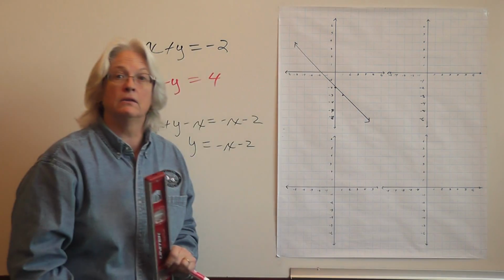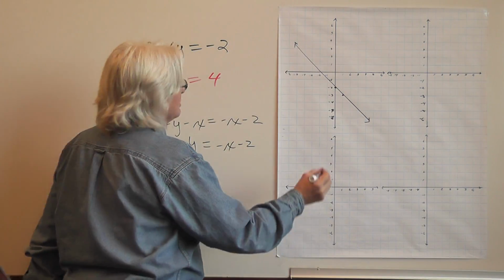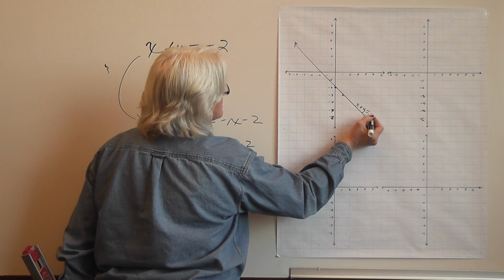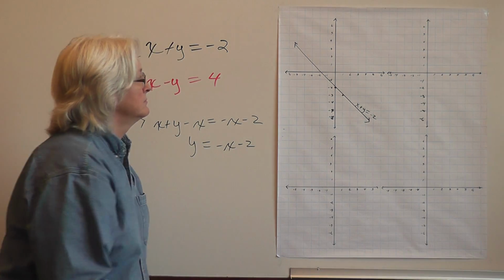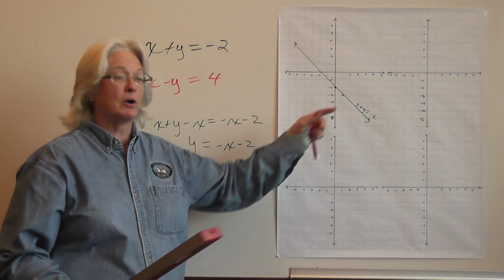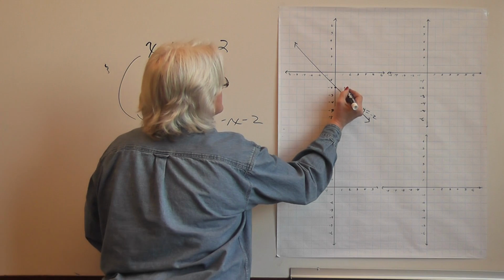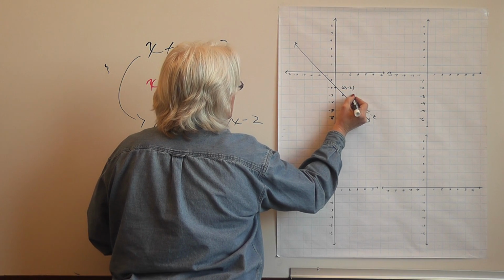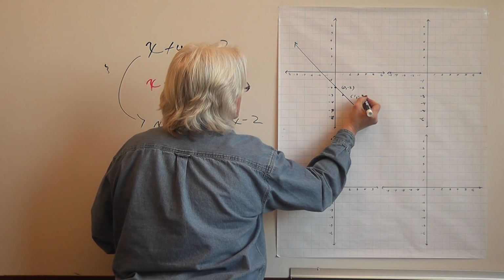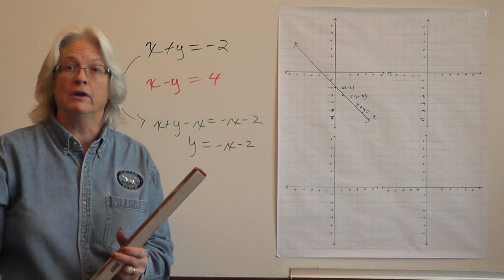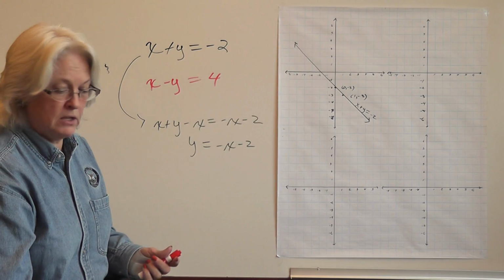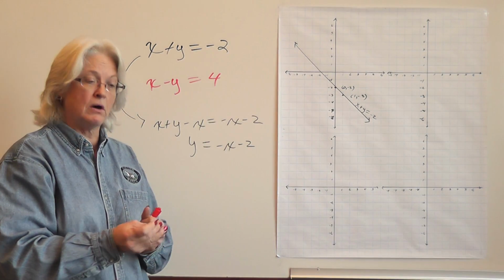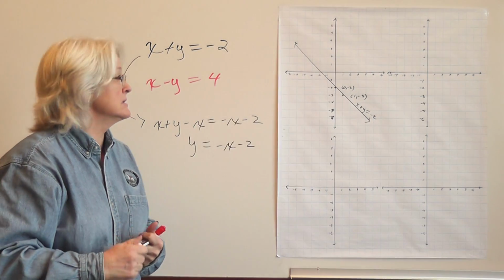Now you want to go ahead and label this with the original equation. x plus y is equal to a negative 2. We can go ahead and label our points. x is 0, y is negative 2, x is 1, y is negative 3. Now, let's go ahead and graph our second equation on that same set of axes.